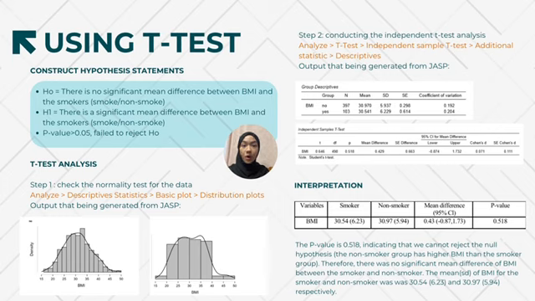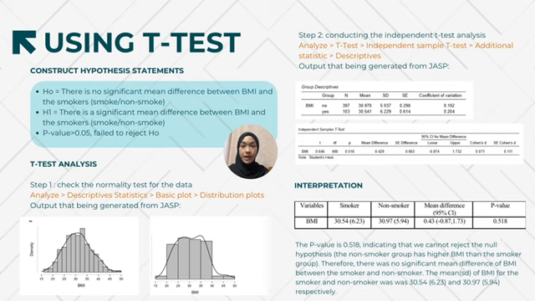So in terms of group data, the smokers group had a mean BMI of 30.54 with a standard deviation of 6.23. The non-smokers group had a slightly higher mean BMI of 30.97 with a standard deviation of 5.94.